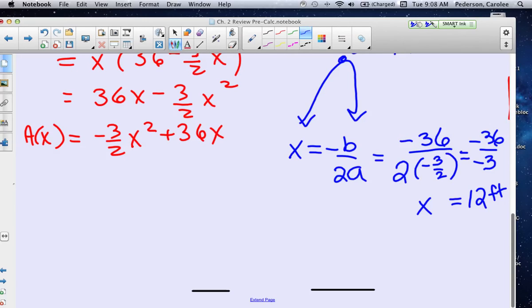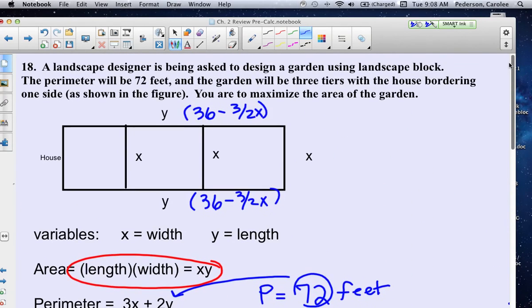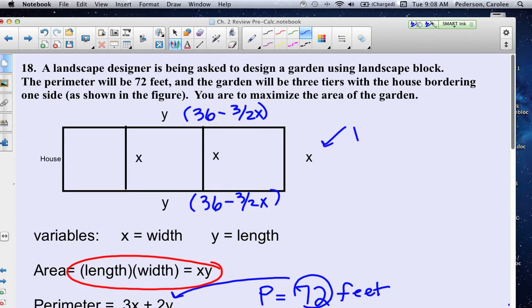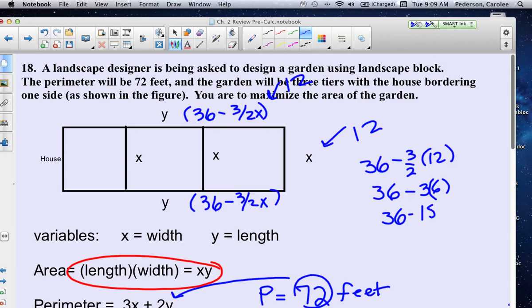So then if I wanted to define the dimensions, I can go back into the picture and replace 12 right here, and then 12 right there. So I'd say 36 minus 3/2 times 12. Reduce it by 2, so I get 3 times 6, and then 36 minus 18 is 18. So what I have is a 12 by 18 piece of area.